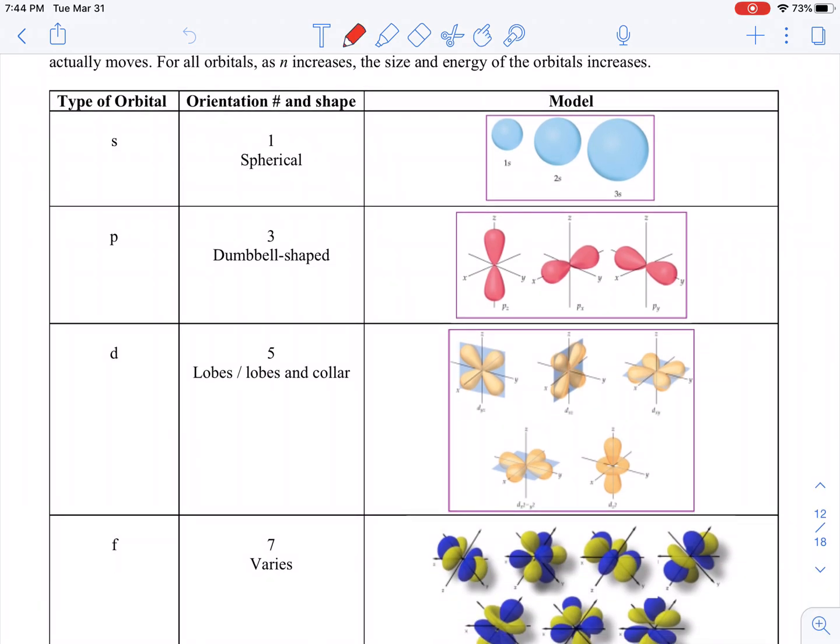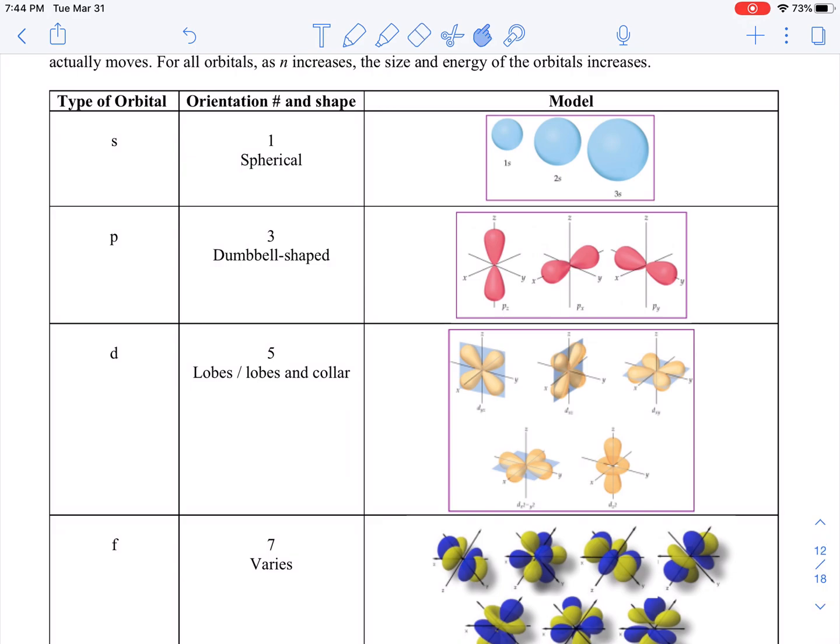So remember these letters, these corresponded to L. Remember, if L was equal to 0, that was an s orbital. If L was equal to 1, that was a p orbital. L equal to 2, that's a d orbital. L equal to 3, that's an f orbital, right? So we corresponded those to these quantum numbers. But today is all about trying to conceptualize what those orbitals actually mean.